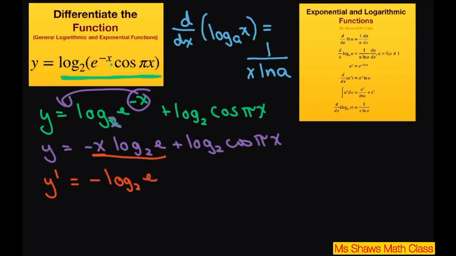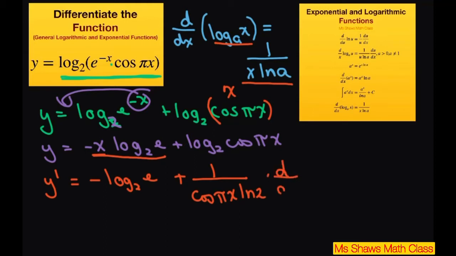All right, the second part we're going to have to do a product rule, and we're going to use this formula here because this is the form we have. This part would be like our x part. So we're going to write this as plus 1 divided by your x, which is going to be cosine pi x, ln of your base, which is 2. And then we're going to differentiate with respect to x our cosine pi x.